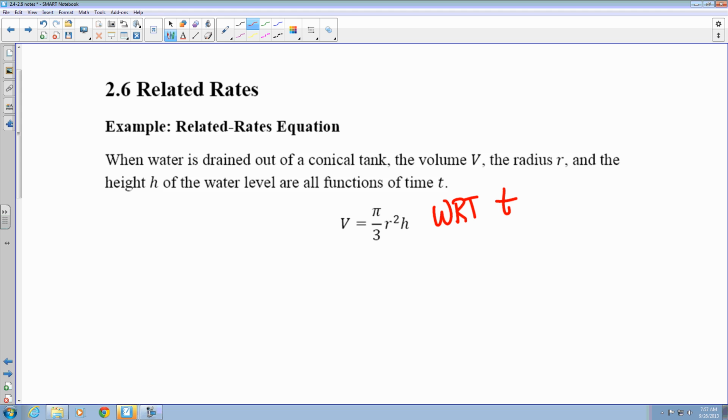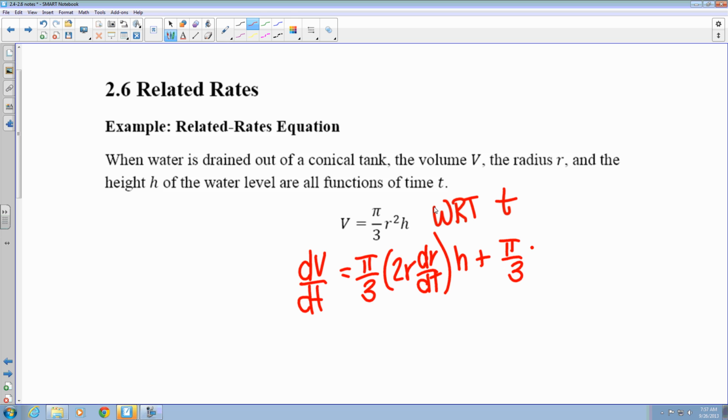So in the last section when we were doing implicit, we had to do dy dx. Everything here is going to be whatever variable it is, dt. So if we take the derivative of this volume equation, dV/dt equals pi over 3 times 2r dr/dt times h, plus pi over 3 dh/dt times r squared. That was the product rule.